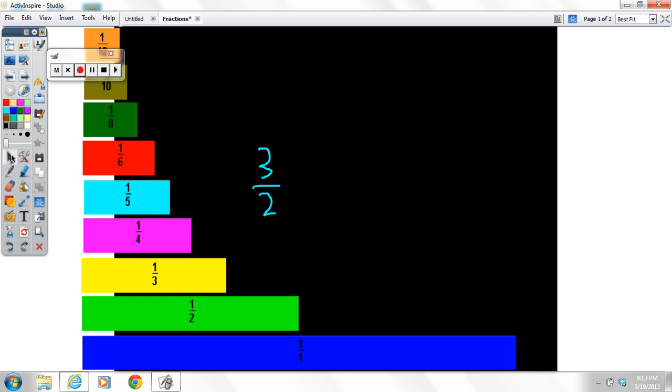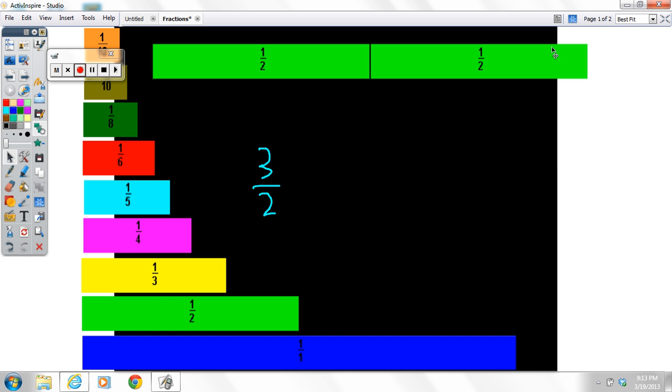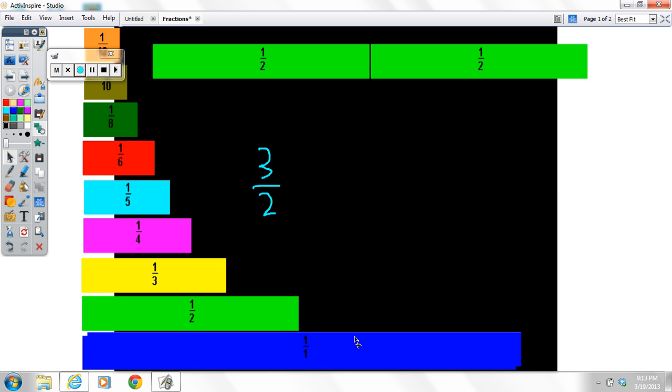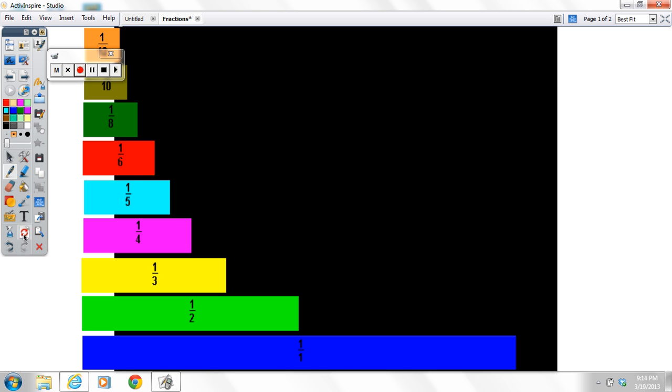For example, 3/2 is an improper fraction. Well, what would 3/2 be as a mixed number? Well, I would have to take 3 pieces. Okay? I could see here that 2/2 equals that 1 whole bar. If I take one more half, I have 1 whole bar and 1/2. Therefore, 3/2 as a mixed number would equal 1 1/2.